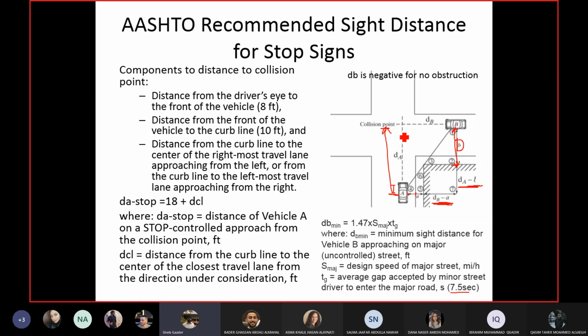The gap is from the car to the collision point. Okay, so if you have this much, this is the minimum side distance required for a vehicle approaching on the major road, which is uncontrolled. So you calculate DP minimum from here, and then you check if you have this much or not. If you have this much, then well and good. If you don't have, then you need to increase the side distance.